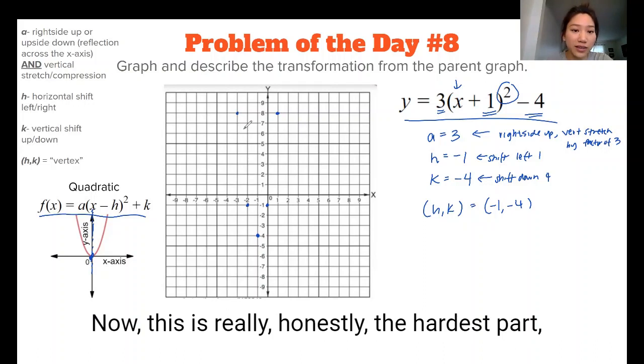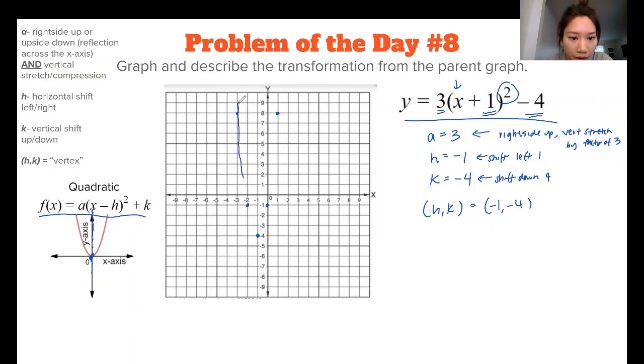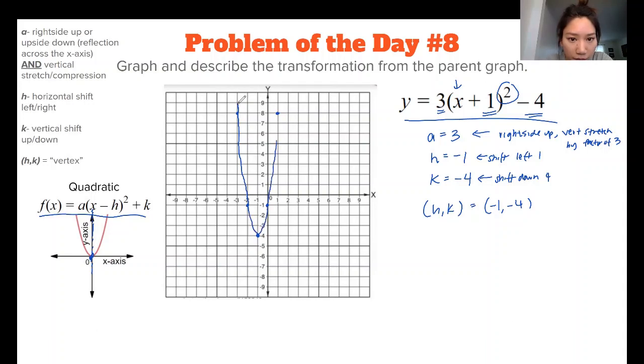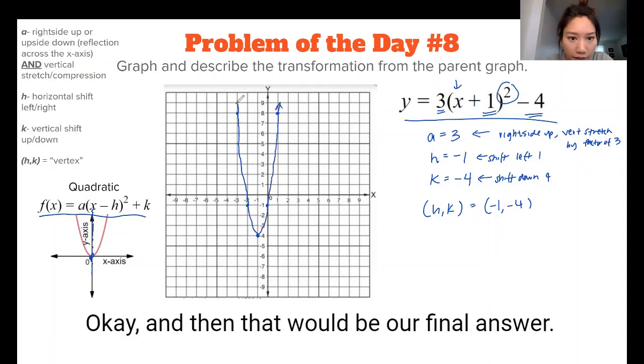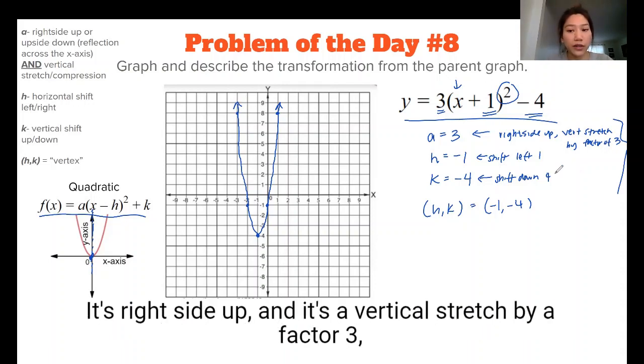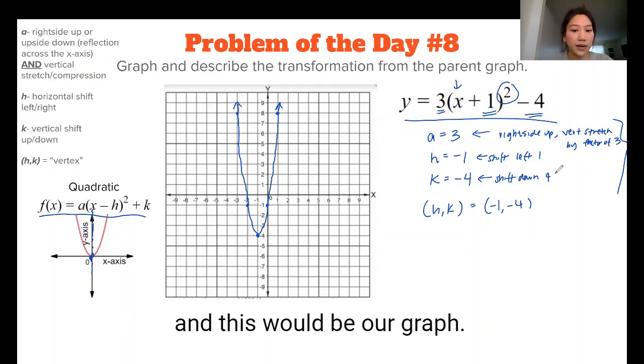Now this is really honestly the hardest part, at least for me, because I'm just not very good at drawing, but I'll do my best to make it a nice smooth curve. Okay, and then that would be our final answer. So these are our transformations. It's right side up, and it's a vertical stretch by factor of 3. Shifted to the left 1, shifted down 4, and this would be our graph.